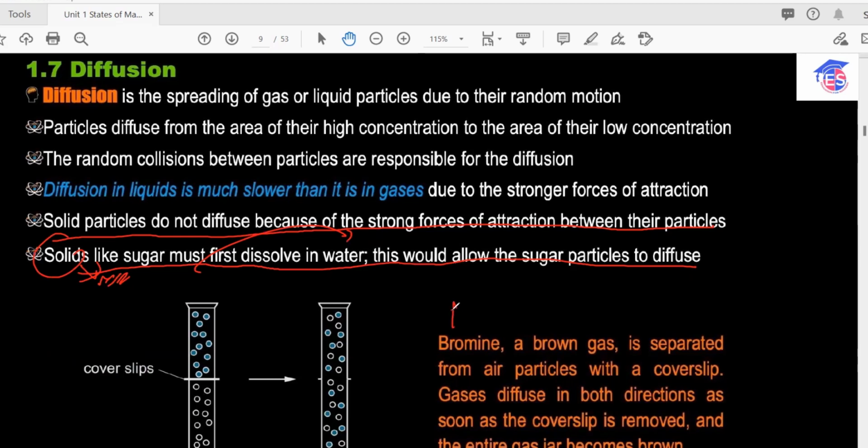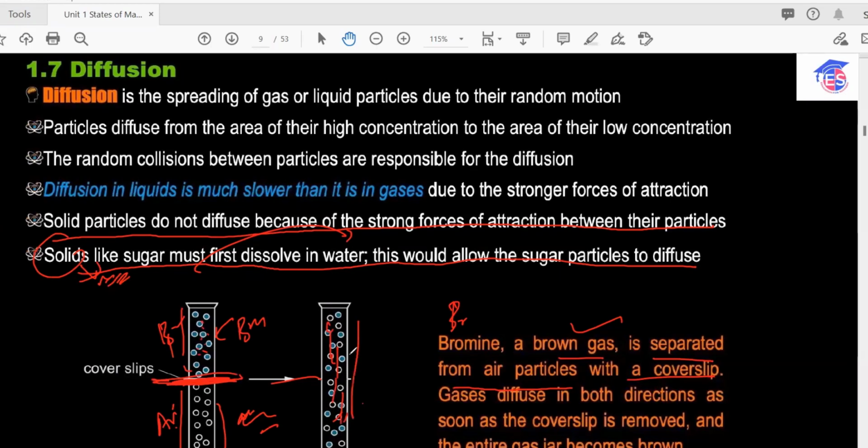They have given the example of bromine here. Bromine gas is a brown gas, separated from air particles with a cover slip, which is like a paper. These are two separate gas jars, one over the other, separated by a paper. Here you have bromine, and here you have normal air. Bromine is brown, and the air is colorless. But when you remove this paper, the bromine starts to come down and they start to mix. After some time, you will find that everything becomes brown. It means that bromine diffuses with the air. So this is known as diffusion.